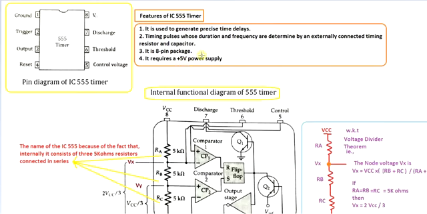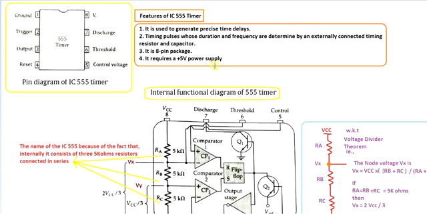And it is an 8-pin package. The names of the pins are designated to each pin. You can see here the first pin is ground, second pin is trigger, third pin is output, fourth is reset, eighth is VCC, seventh is discharge, sixth is threshold, and fifth is control voltage. In this way the pins are designated, and it operates via a 5 volt power supply. So these are some common features of an IC 555 timer.